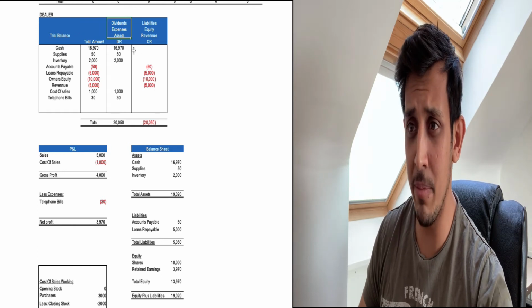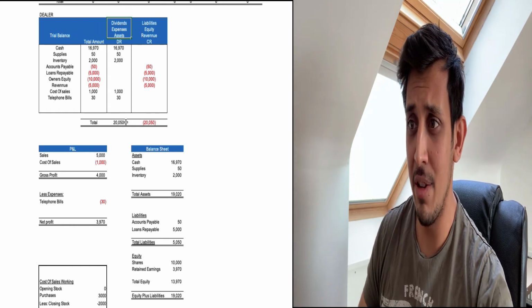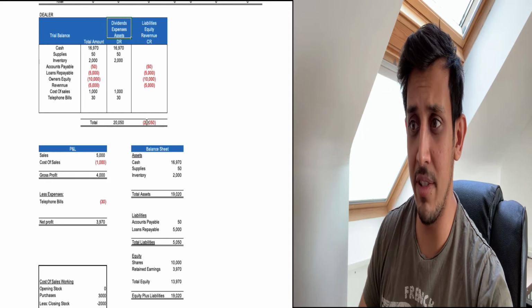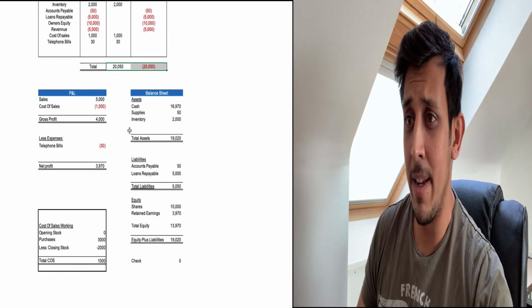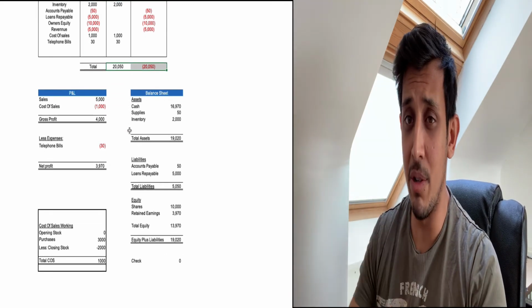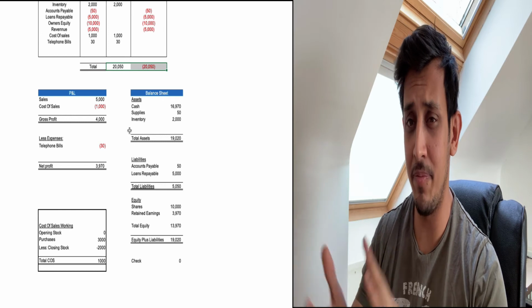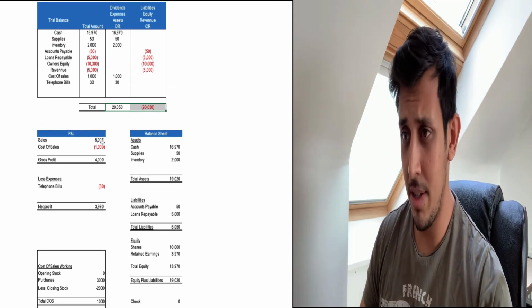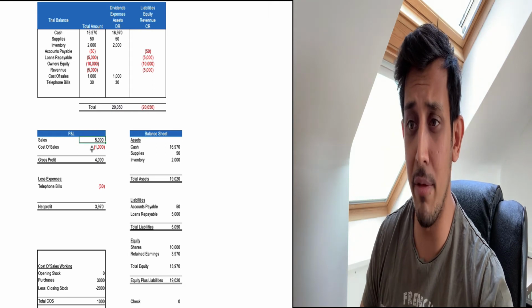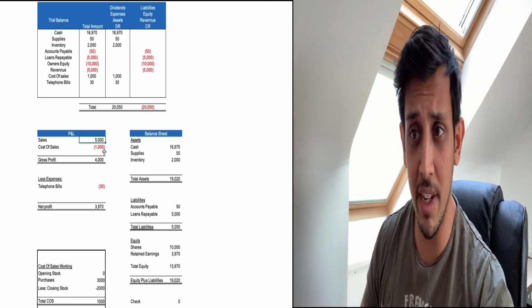Now, if we split those transactions out into the following areas, we see that again it comes to 20,050, and both sides cancel each other out to zero. So it's a good sign. Now, if we're going to put that into a P&L and a balance sheet, we basically move the £5,000 in sales down to here. So our revenue is £5,000 from selling the car.